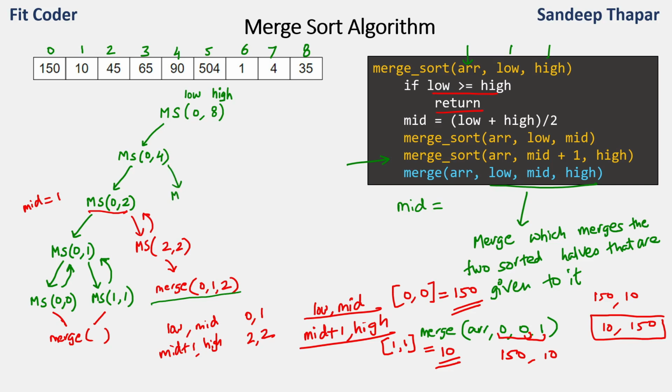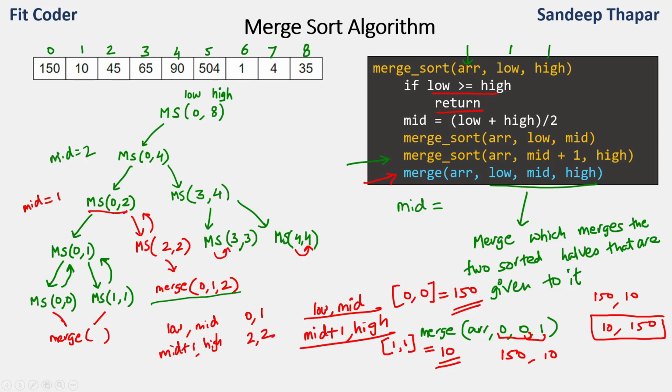So now the call will be to the merge sort mid plus 1 to high. At this point mid was 2, so the call will be to merge sort 3, 4. Merge sort 3, 4 will be again split into two parts. The first call to the merge sort function will be for 3, 3 and the second call will be to the merge sort 4, 4, because midpoint of 3 and 4 is 3. So merge sort 3, 3 will be returned and 4, 4 will be returned because low is equal to high.